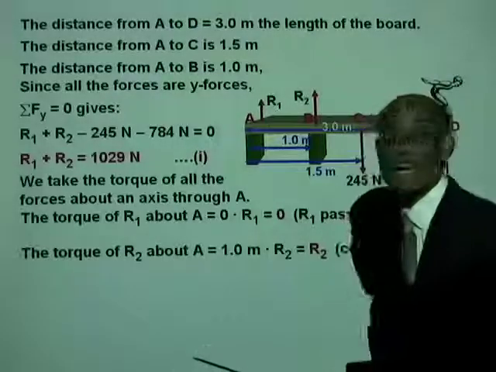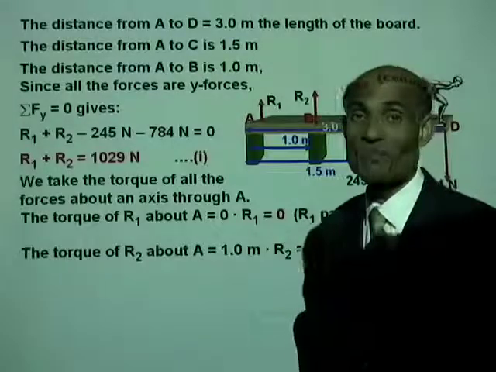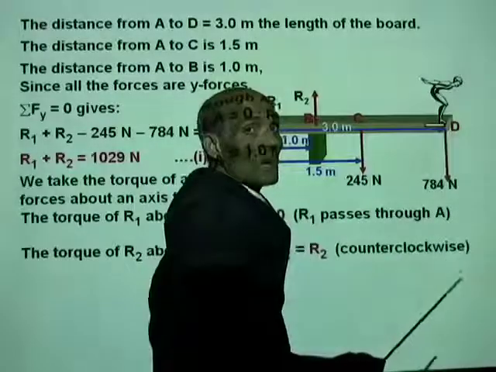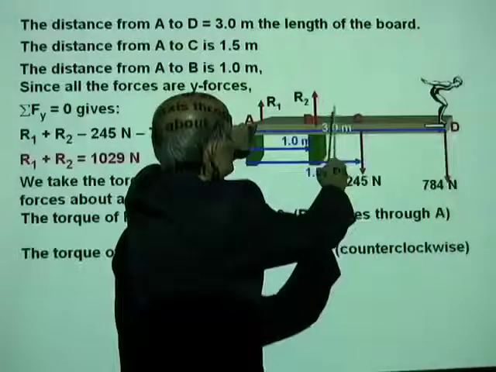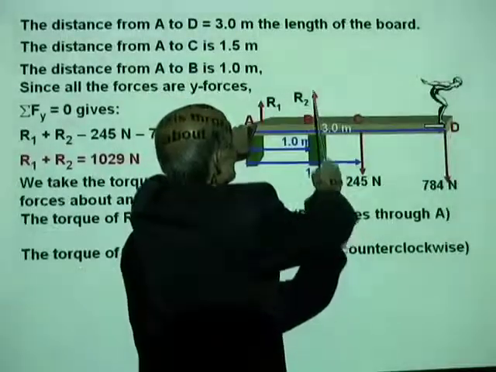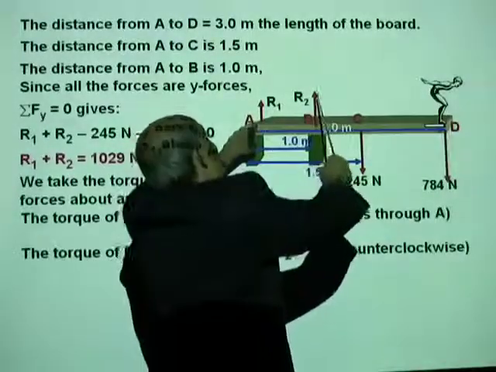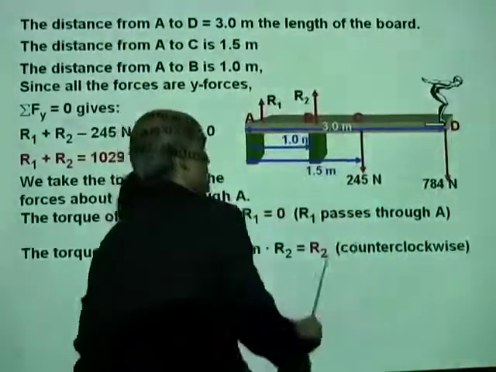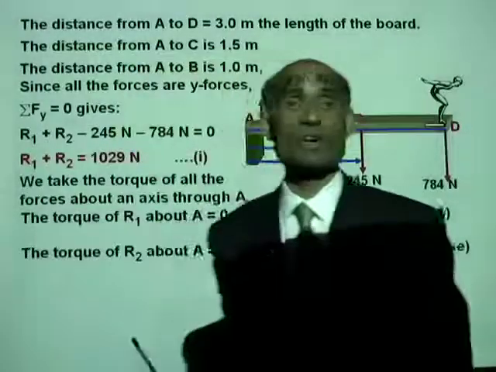Tell me, is that a clockwise torque or a counterclockwise torque? Have you figured out how to do this now? We are rotating the object about an axis through A. So point there and then draw a circle with the force like this. R2 rotates about this point counterclockwise. Therefore it is positive. R2 is positive because that torque is a counterclockwise torque.